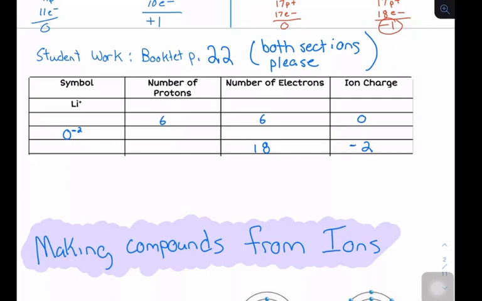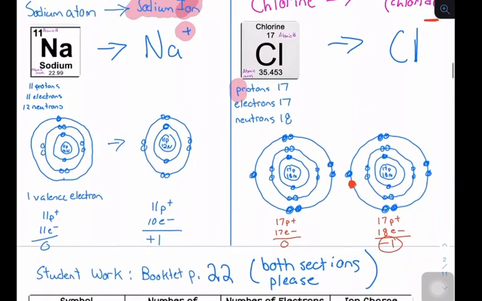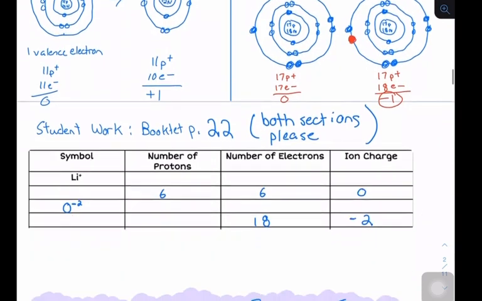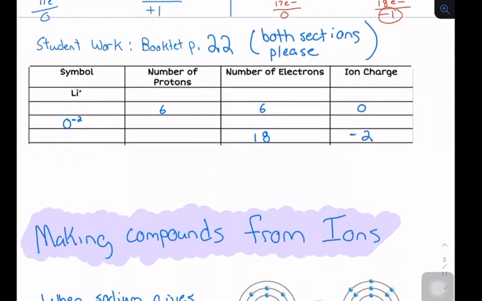The next thing we're going to have you do is a bit of independent work on page 22. We're looking for you to do both sections. So we just did some drawings to illustrate what happens when an atom loses or gains electrons to become an ion. We're just looking for you to fill in this table when you identify that something is an ion or a neutral atom.